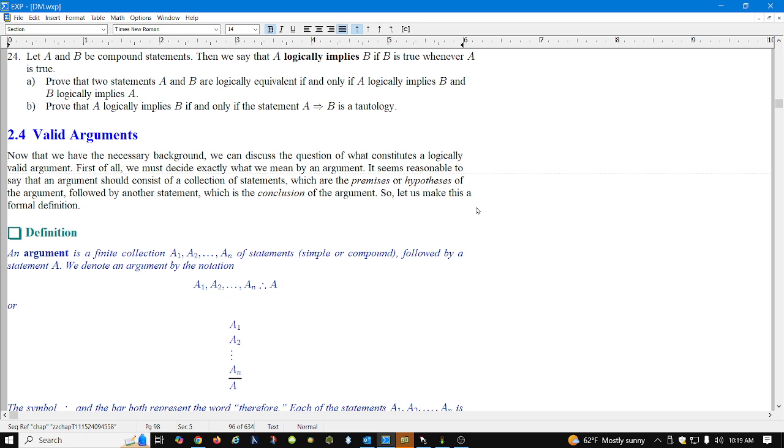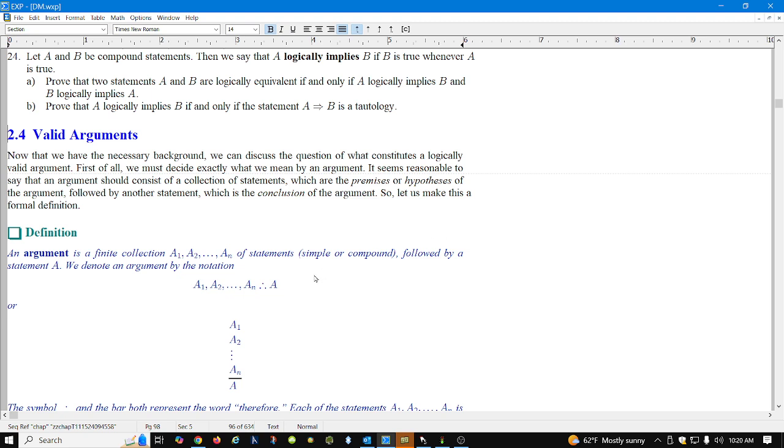Today, in this video, we are going to discuss what it means for an argument to be valid. Now we have the necessary background to sort that out. Of course, the first thing we must do is decide what we mean by an argument, and that's relatively simple. An argument consists of a collection of statements, simple or compound, which are the premises or hypotheses of the argument, followed by another statement, which is the conclusion of the argument.